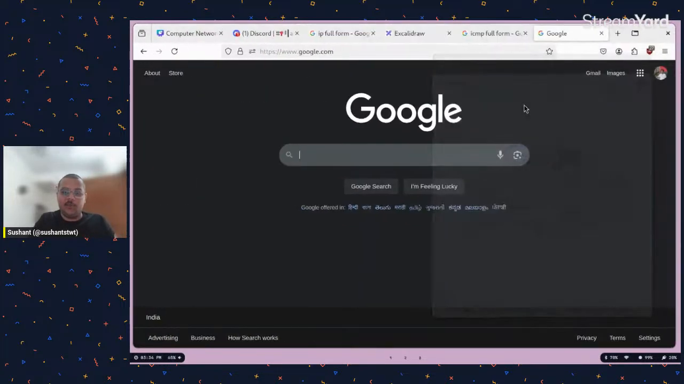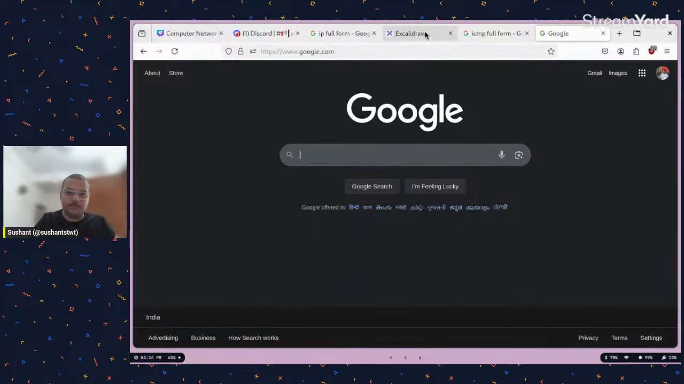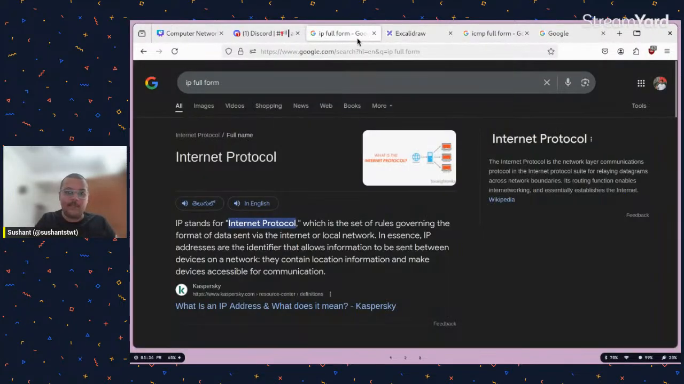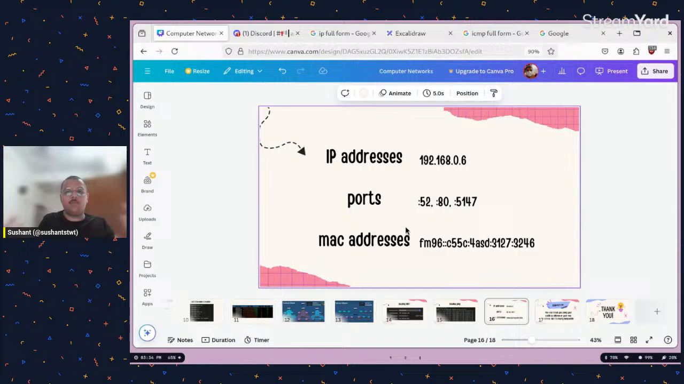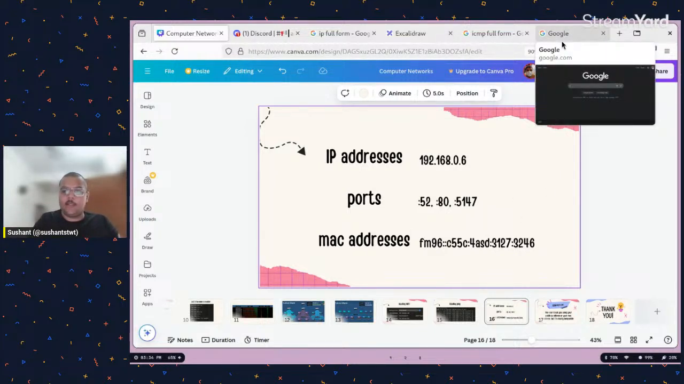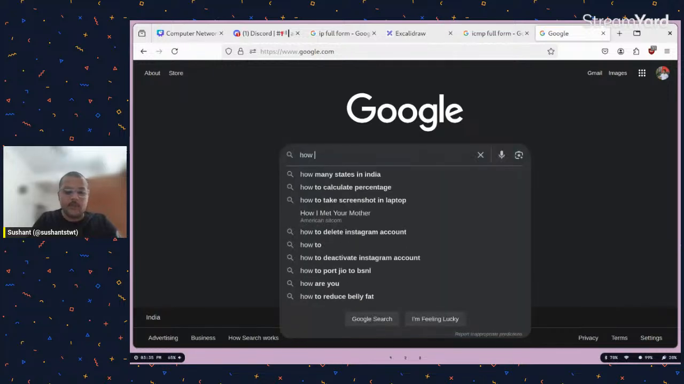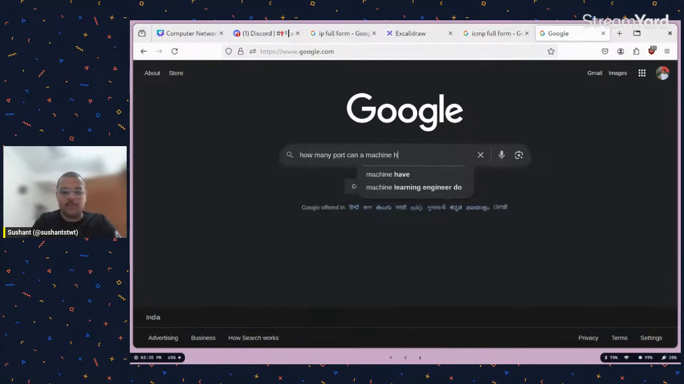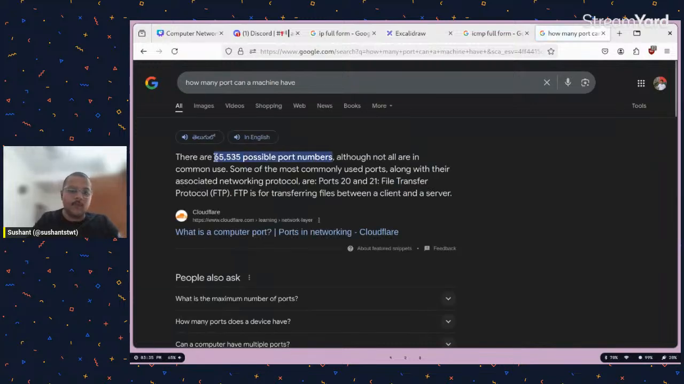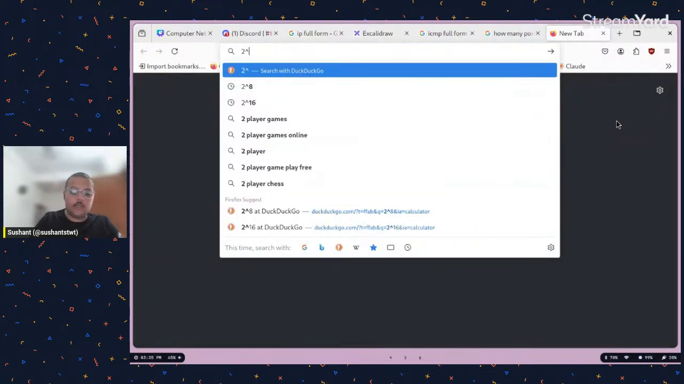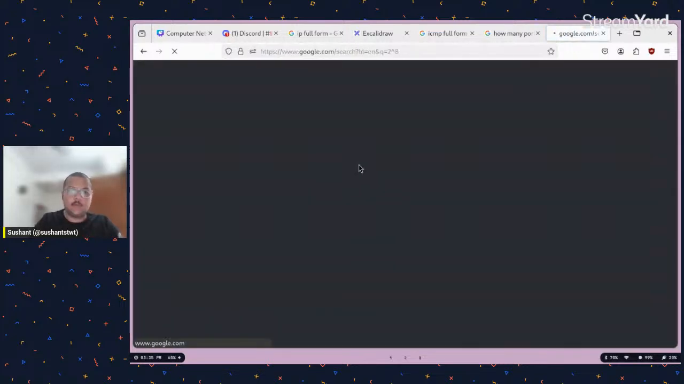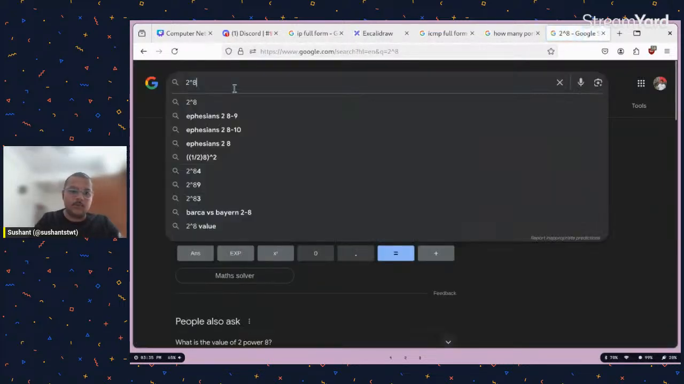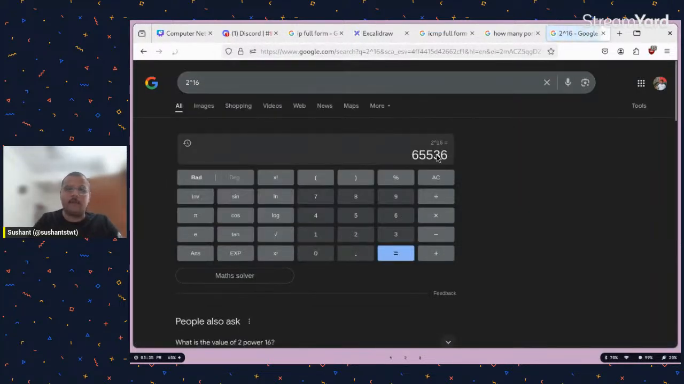This is all happening using something known as ports. Every machine can have a finite number of ports. I think there is a limit. I think that's 2 to the power 8 again. You can just Google search how many ports a machine can have. I think it's around 2 to the power 8. No, it's more than that. It's 2 to the power 16. Yeah, to the power 16.